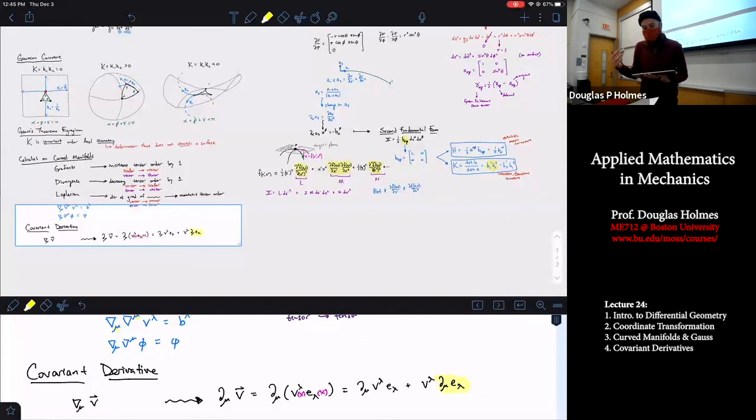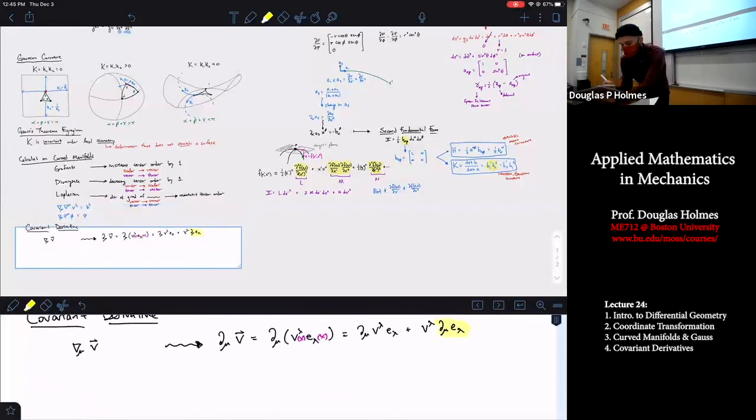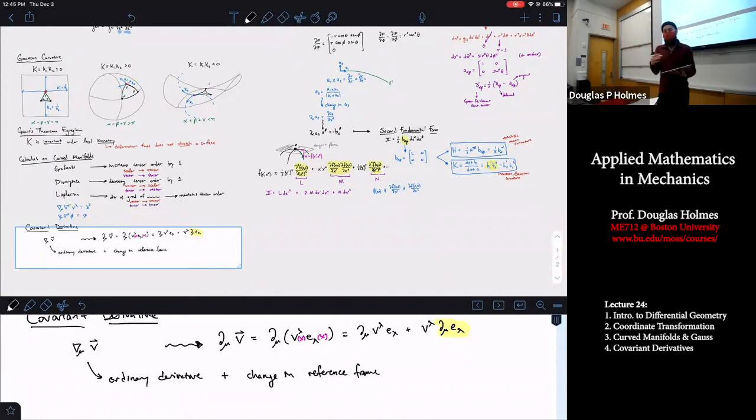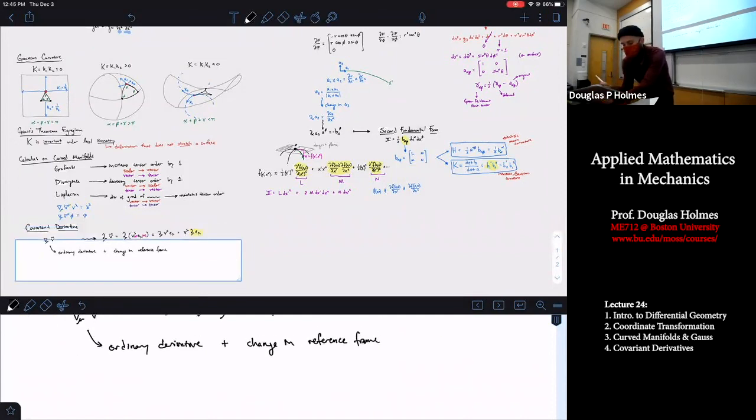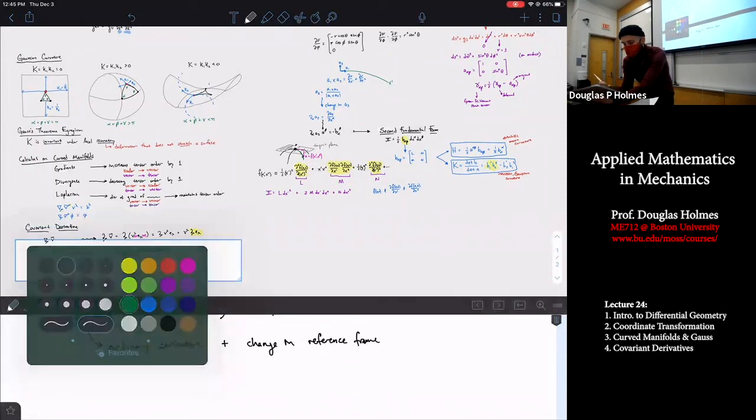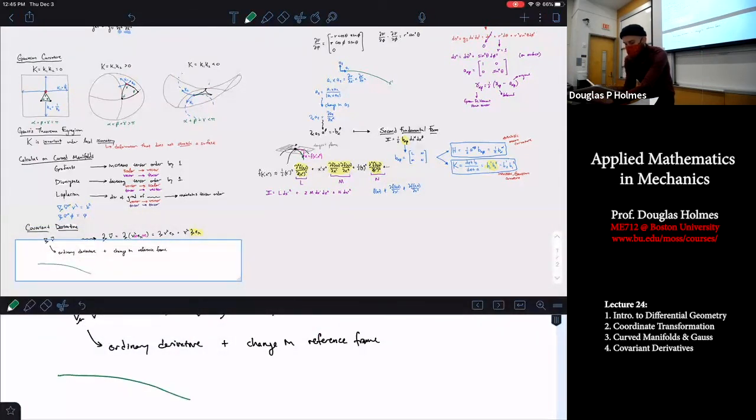So a covariant derivative is an ordinary derivative plus something that calculates the change in the reference frame. I need to know how much my vector is changing, and then I need to know how much my basis vector is changing. Why? Well, you're usually introduced to this with the concept of parallel transport. And you say, well, I have an x1 coordinate here.